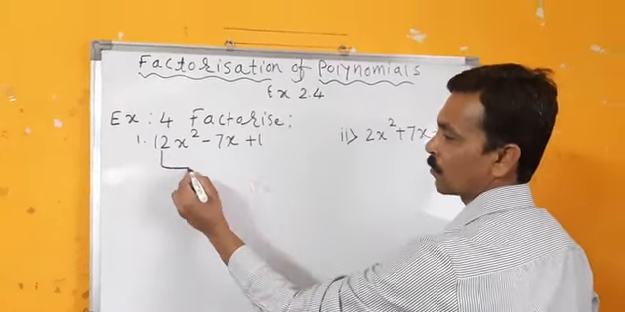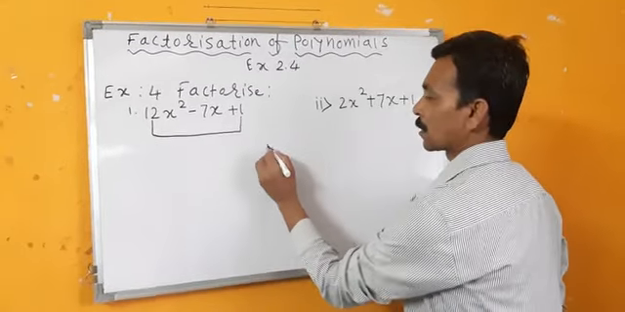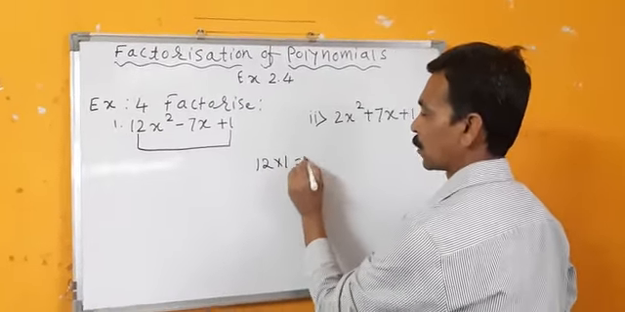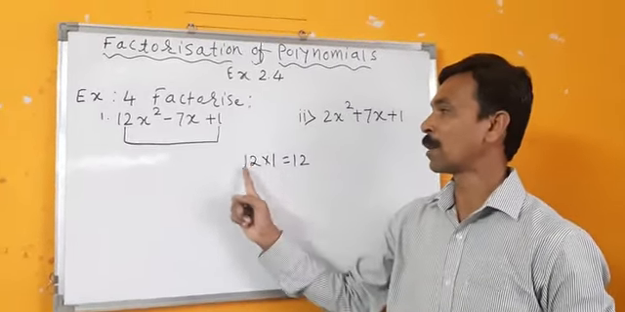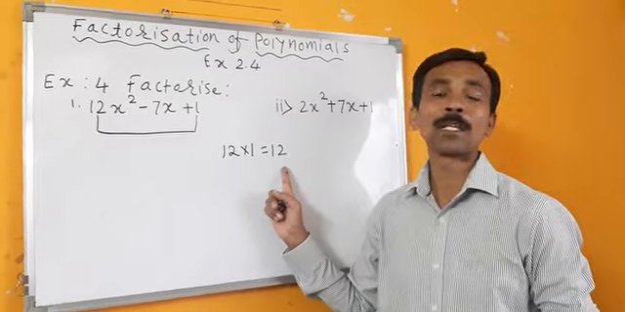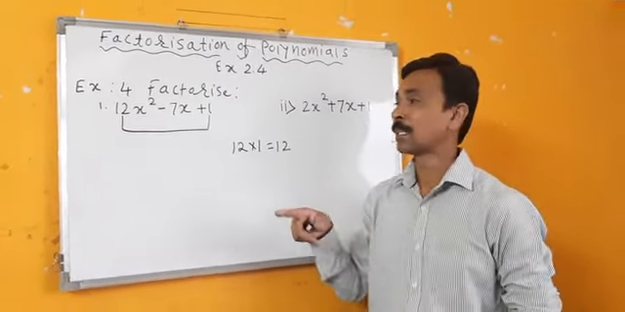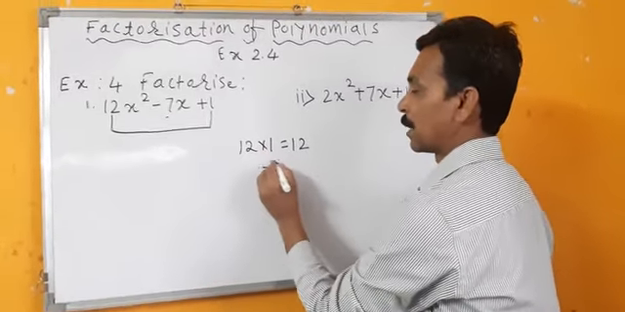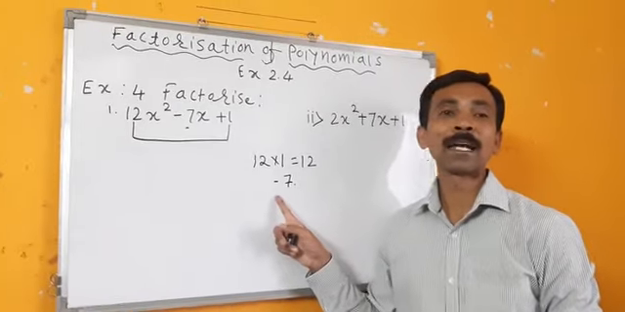First you multiply the first and last number. 12 ones are 12, right? But if the sign is here, suppose minus 1, then it will be 12 into minus 1, minus 12. You have to take the sign. Sign is very important and sign is always towards the left. Now take the middle term. Middle term is minus 7.